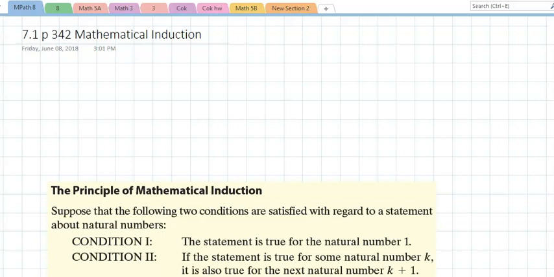Actually, section 7.1 is on page 342, talks about mathematical induction. Let me get that out of the way. I need to review with you a bit about series.